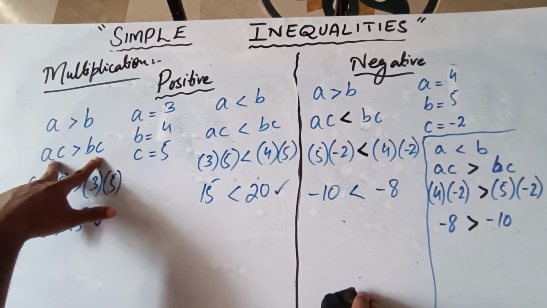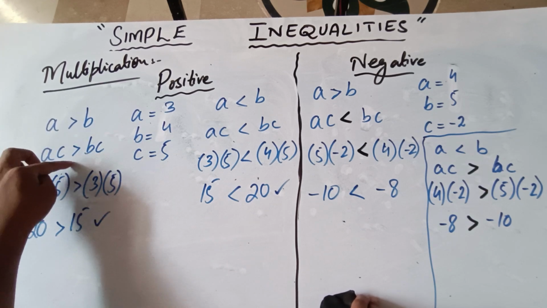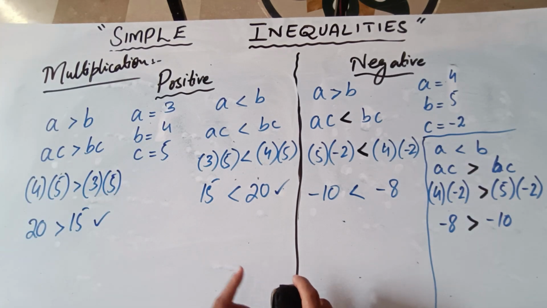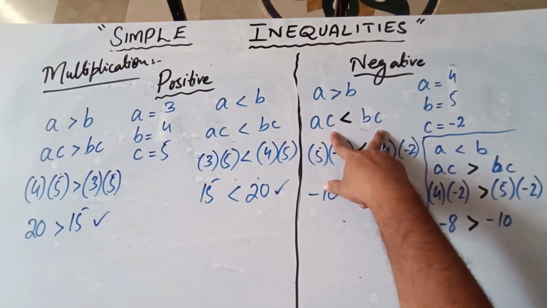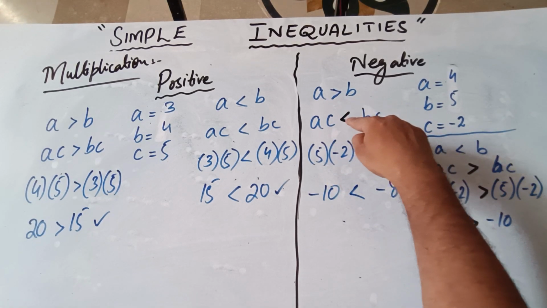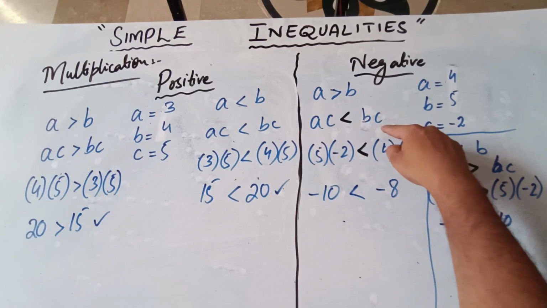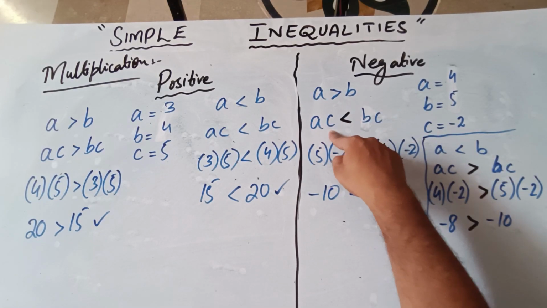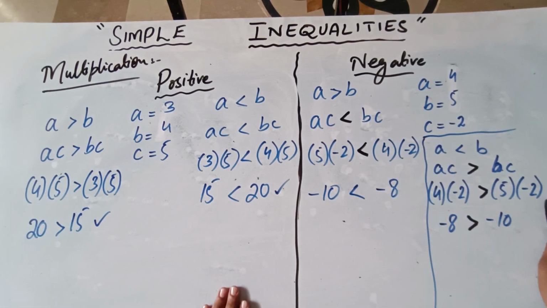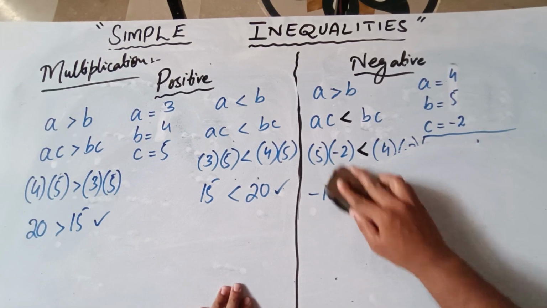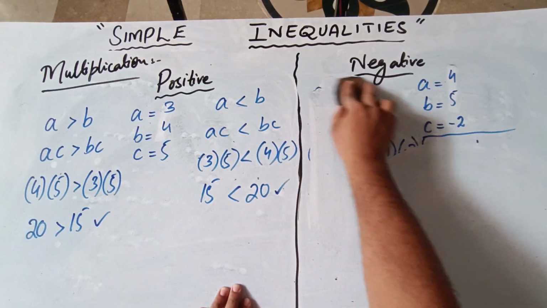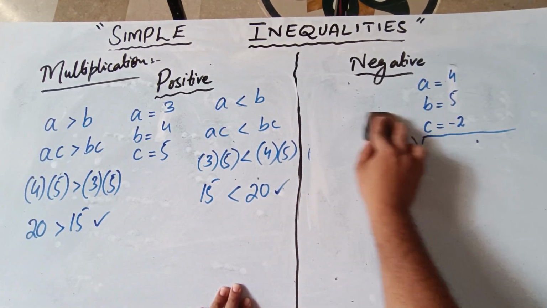If we multiply both parts by a positive number, the inequality sign will remain the same. But if we multiply both parts by a negative number, the inequality sign will get reversed at the same moment while we are writing down the negative number along with a multiplied by c, b multiplied by c. So this is a very important thing to understand. Now let's discuss the fourth property of division.